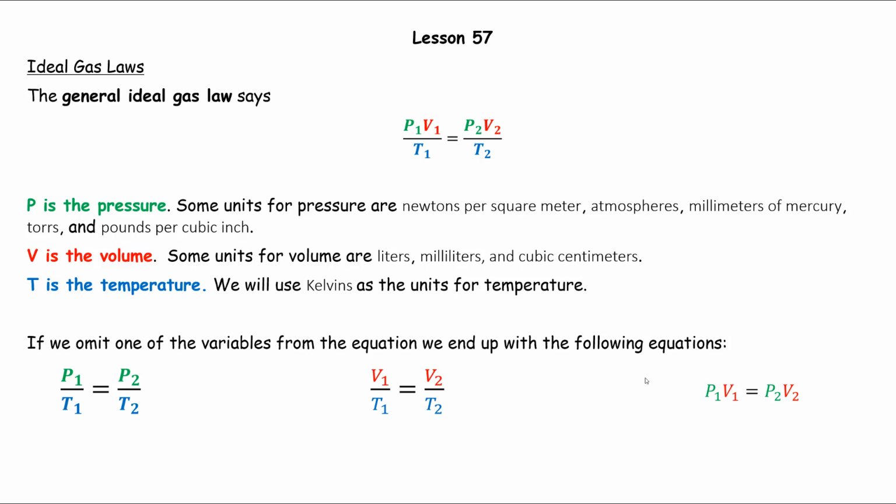P stands for pressure. Pressure is measured in some of these units: newtons per square meter, atmospheres, millimeters of mercury, and pounds per cubic inch. Volume is V. Units for volume are things like liters, milliliters, and cubic centimeters. T stands for temperature, and we're going to be using kelvins for our temperature. This law describes, as I said, how pressure, volume, and temperature relate to each other.